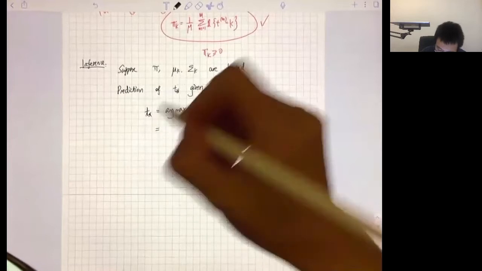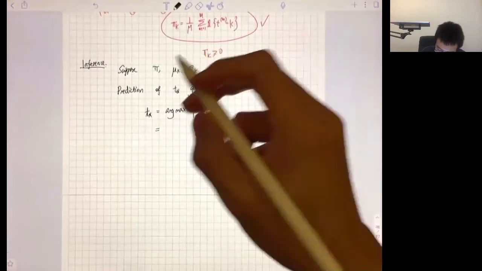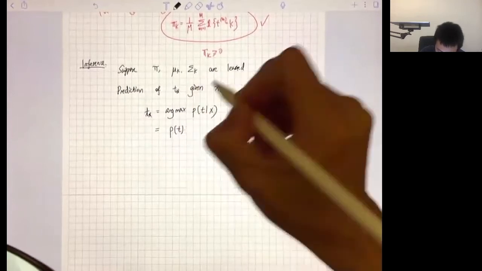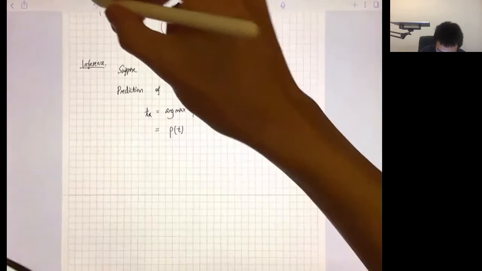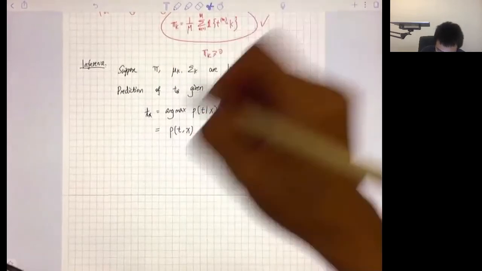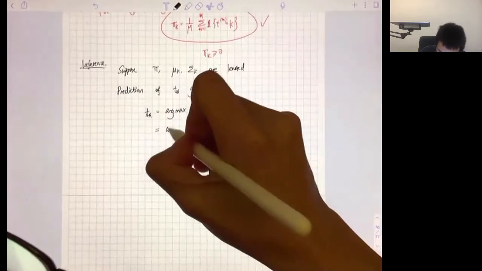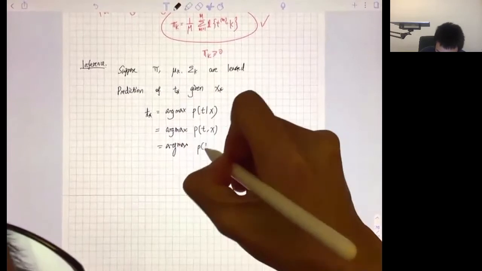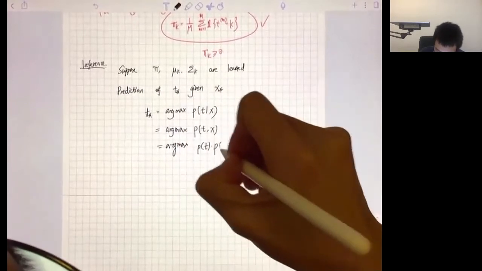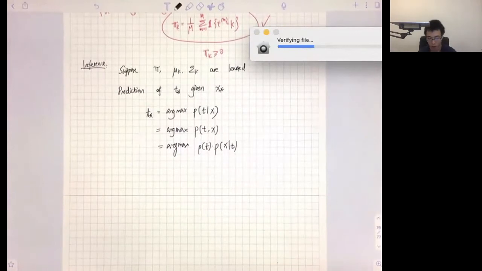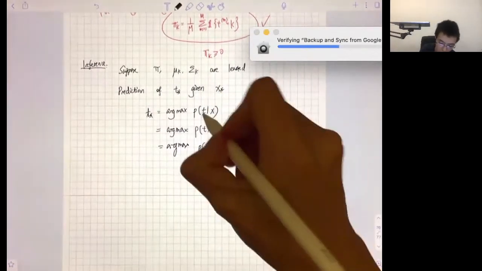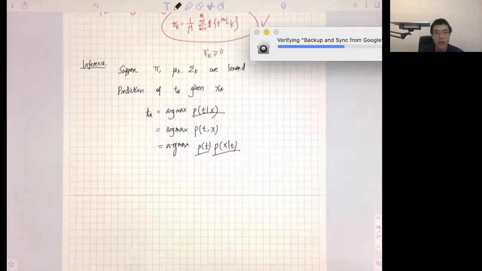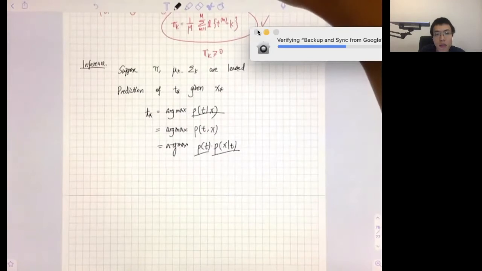It's the probability of t jointly with x, it's the argmax. And this is proportional to p of t times p of x given t. So the posterior is proportional to the prior times likelihood. It's not surprising.